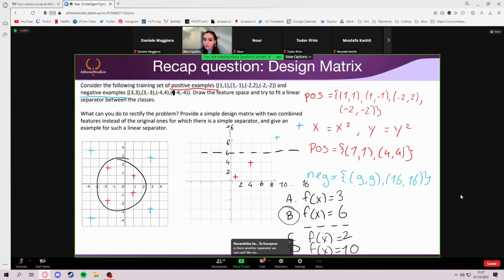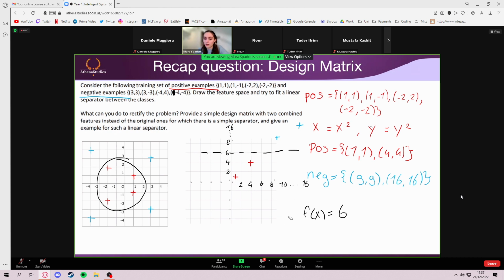Is there another separator we can use? You can define a line with a slope if you want, but I feel like this is an easier approach. Of course, if they give you something like that in the exam, then you would have to draw it, but it's usually not that hard. So then it would just be like the slope is 1, or I guess you could define something like that. That would also be a linear separator.